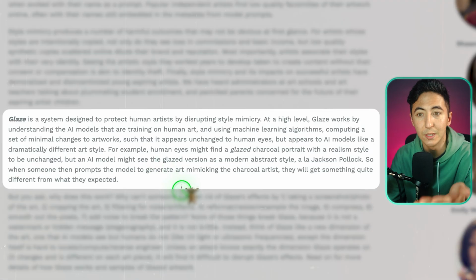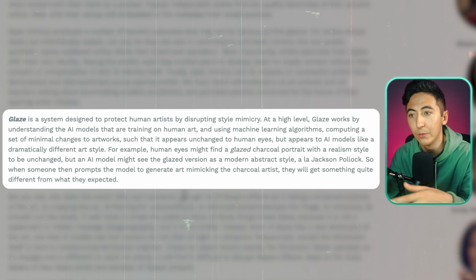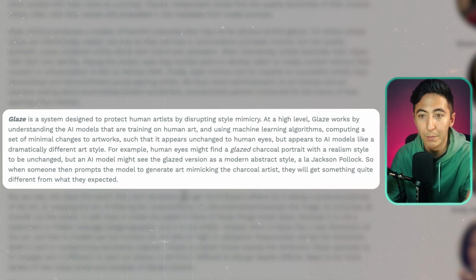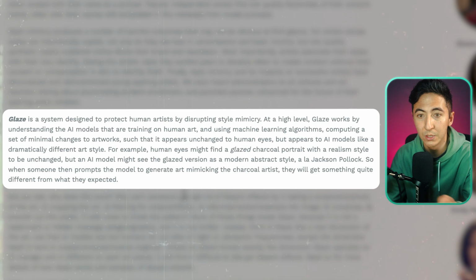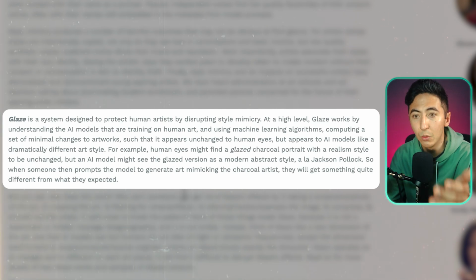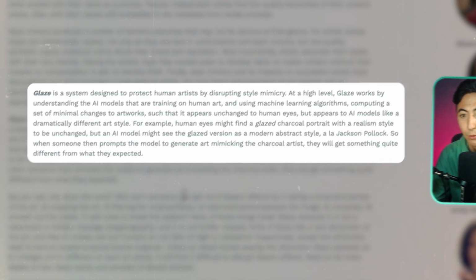So Glaze is a system designed to protect human artists by disrupting the style mimicry. At a high level, Glaze works by understanding the AI models that are training on human art and then using machine learning algorithms, computing a set of minimum changes to artworks such that it appears unchanged to the human eye, but appears to AI models like a dramatically different art style.